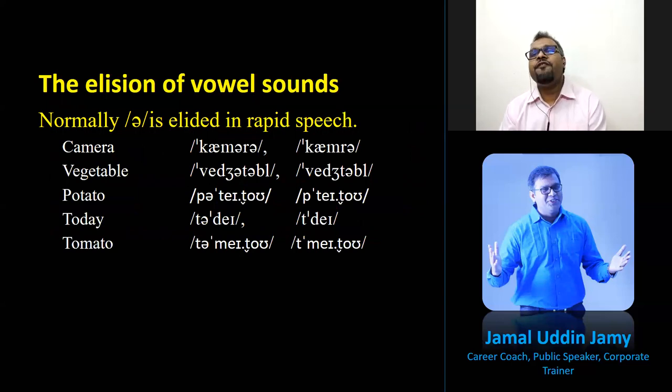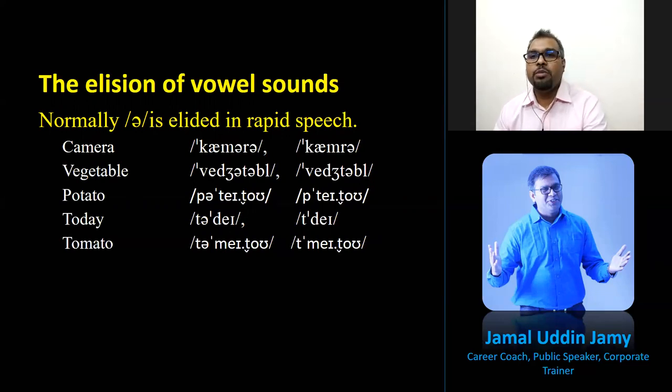So, the elision of vowel sounds: normally schwa is elided in rapid speech in certain positions. See here, camera. There are three syllables here: ka, mo, ra. In the middle position, after the m, schwa is elided in rapid speech: camera. So the right pronunciation in rapid speech after the elision will be camera.